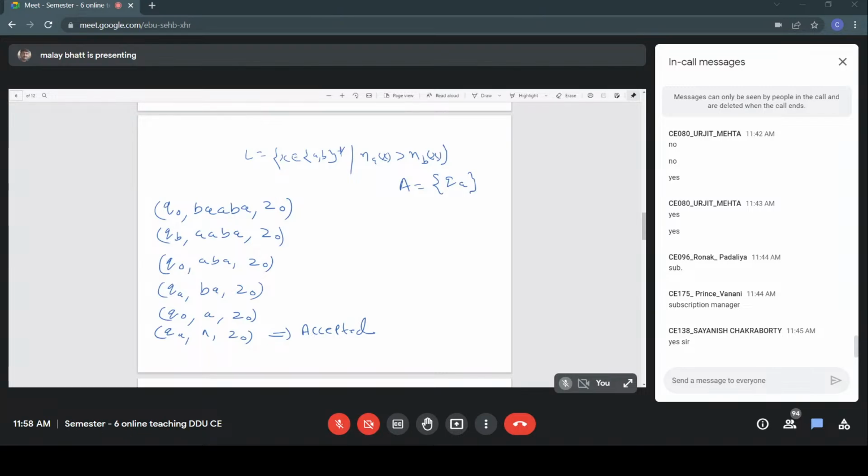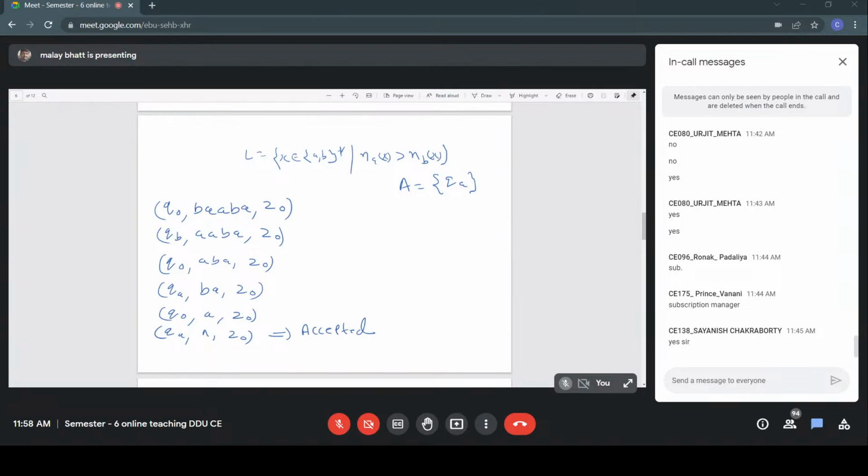Now Q0, B, Z0. So definitely we'll go to QB state because we are getting the first B extra as compared to A. So QB, A, then B, A, Z0. Now QB, A, Z0, so again B and A will cancel out. QB will convert to Q0 as we don't have any extra B on the stack. So it is Q0, A, B, A, Z0.